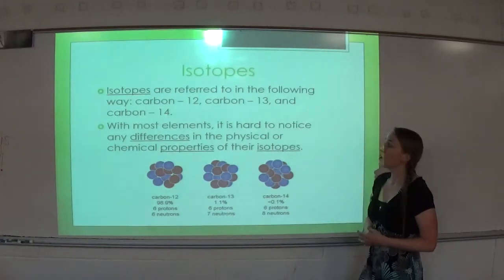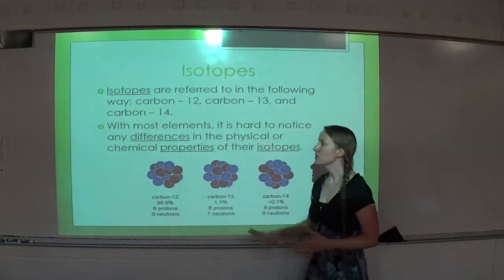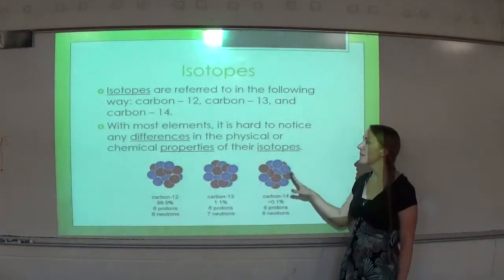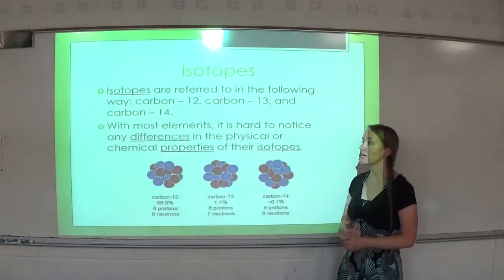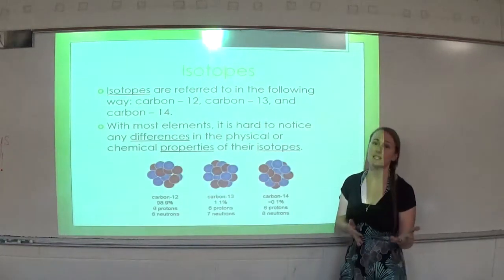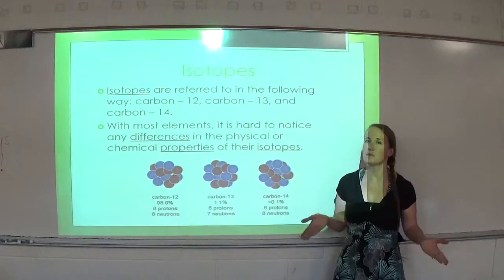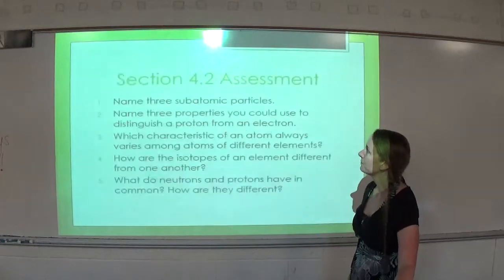With most elements, it's hard to notice any differences in the physical or chemical properties of their isotopes. In most substances, the isotopes act the same, because the main thing that you'll find as we get more into the chemistry portion of physical science is that the chemical reactivity and properties are based on the electron arrangement. Right now we're just talking about neutrons in the nucleus, so they don't make that much of a difference most of the time.